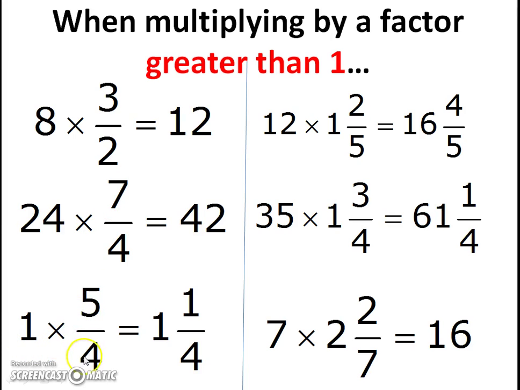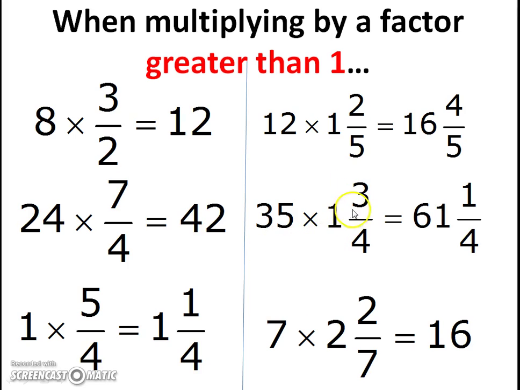1 times 5 fourths equals 1 and 1/4. 1 and 1/4 is greater than 1 because 5 fourths is an improper fraction, and improper fractions are greater than 1. When multiplying 12 times 1 and 2/5, your product is 16 and 4/5. 16 and 4/5 is greater than 12 because 1 and 2/5 is a mixed number that is greater than 1.